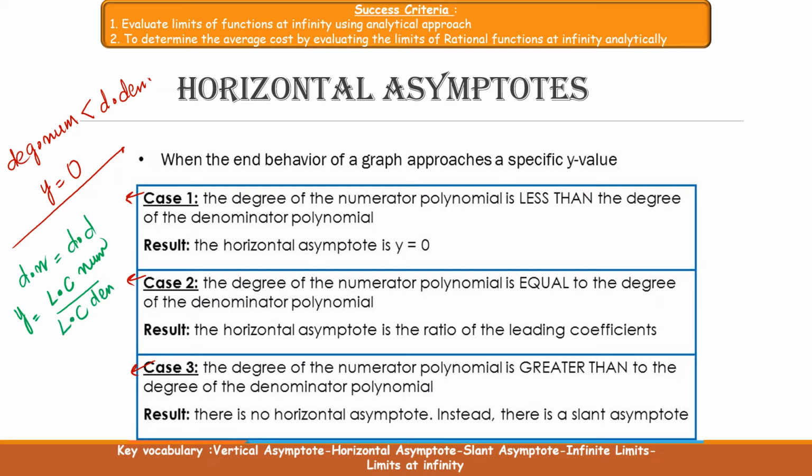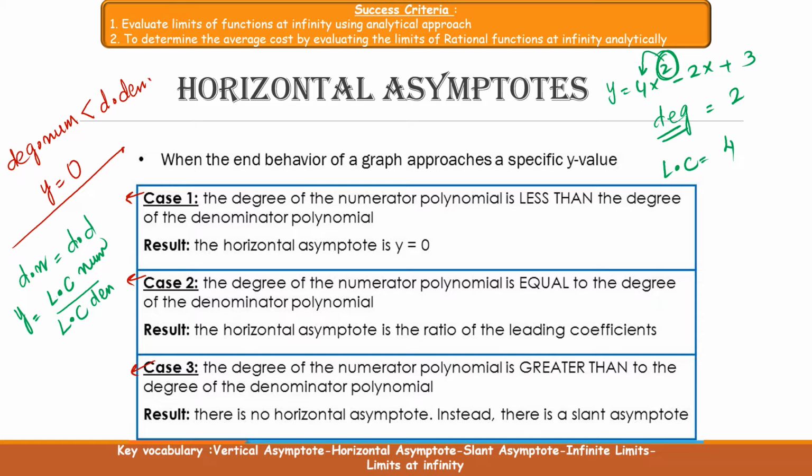What is the leading coefficient? Let's suppose I have the expression 4x square minus 2x plus 3. What is the degree of this expression? You have to count not all the degrees but the highest degree, so this is 2. The coefficient which is written before the variable is said to be the leading coefficient, that is equal to 4.